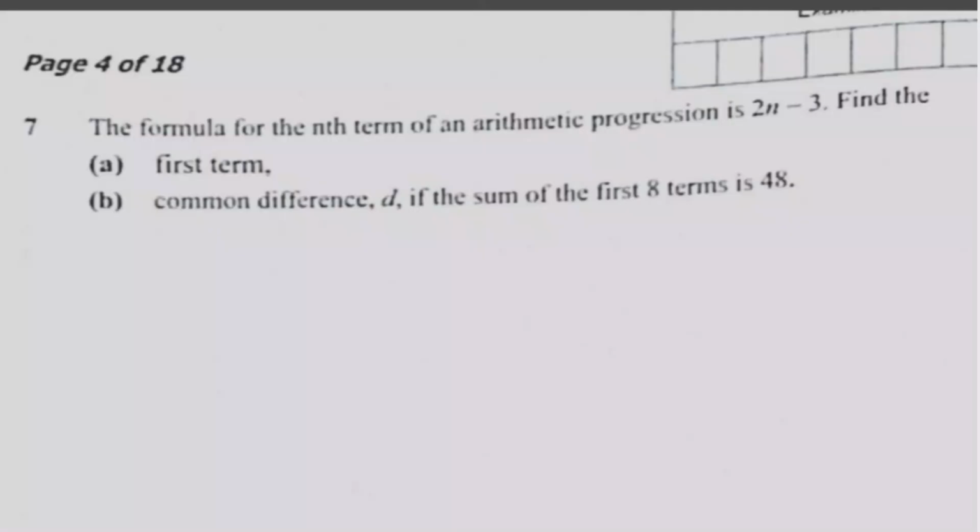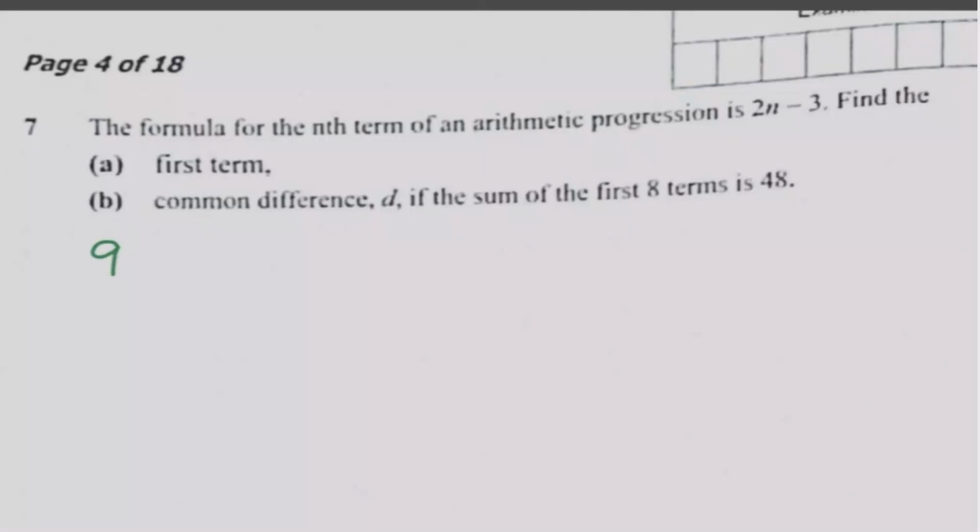Okay, we come to question 7. Question 7 is as follows. The formula for the nth term of an arithmetic progression is 2n minus 3. Find A, the first term, B, the common difference, if the sum of the first 8 terms is 48. Okay, so let me start with A. Okay, so I'm going to write A here.